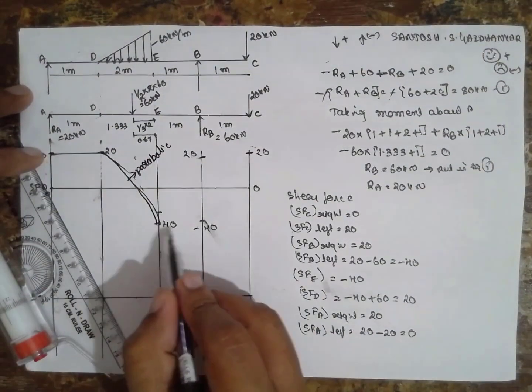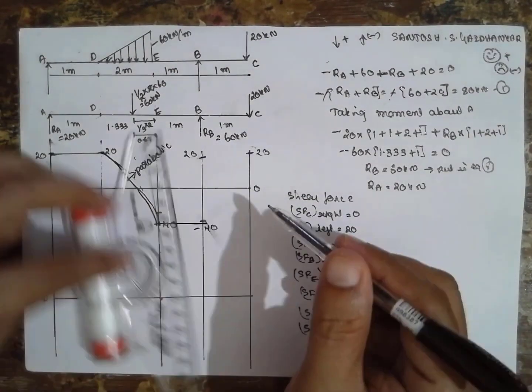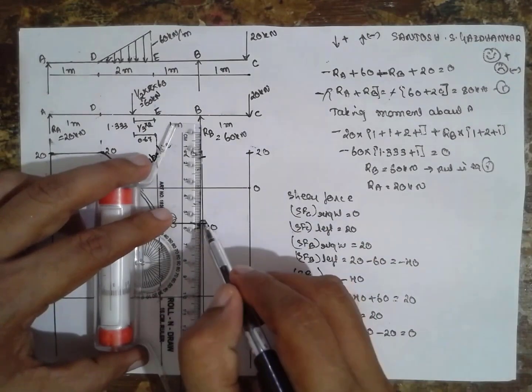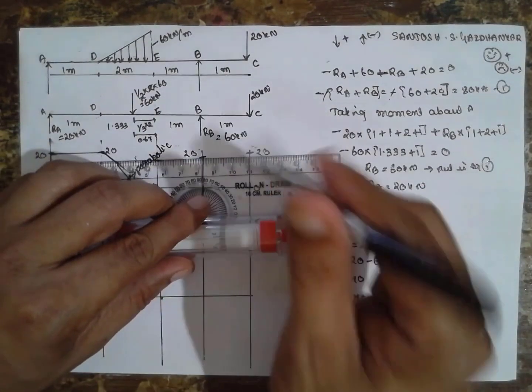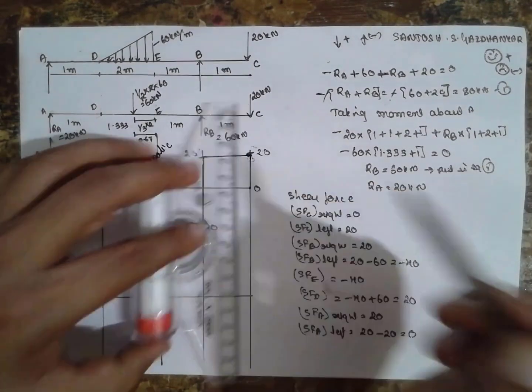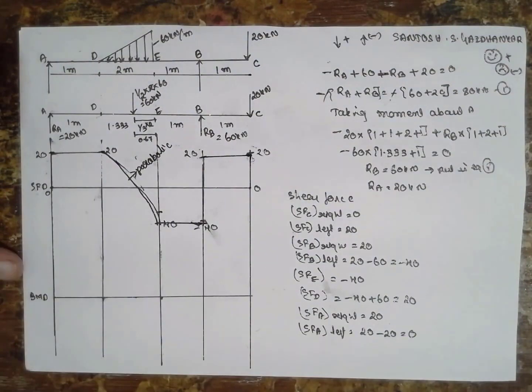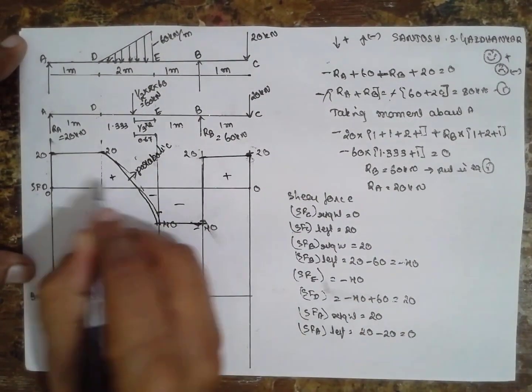Parabolic curve. Now again it is 40 here. Draw a straight line. There is no load, so straight line. In this way you have to draw the SFD diagram. This is positive, negative, negative, positive and positive.